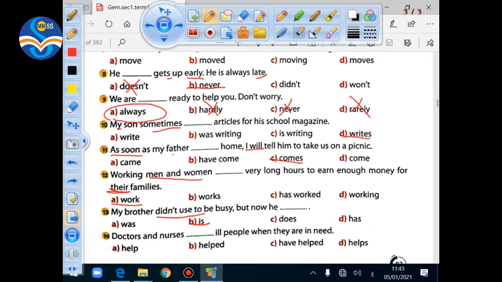Now he is. Doctors and nurses, plural. Blank ill people when they are in need. Of course, this is going to be help, the infinitive, because I've got doctors and nurses, which are plural, and I need to put the verb in its infinitive form.